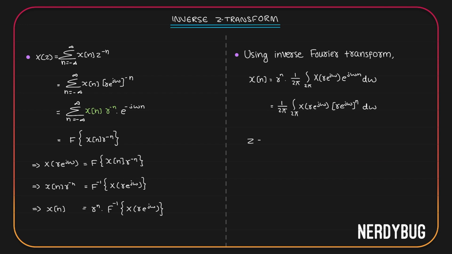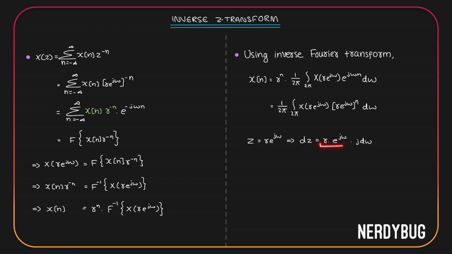Now we are taking z equals r e raised to j omega. If we differentiate both sides, we get dz is equal to r is a constant. Derivative of e raised to j omega with respect to omega will be e raised to j omega multiplied by j d omega.